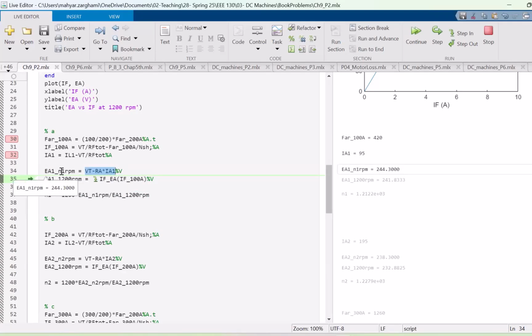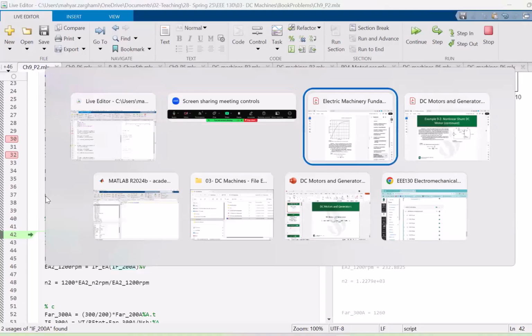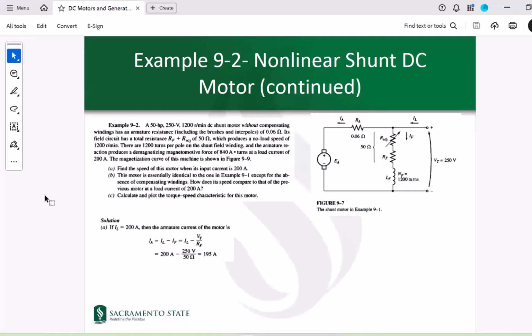Now, this EA1 is associated with N1 speed. But through this IF of 100 amps, which is the effective excitation current through the curve, we find the speed to be equal to how much? 241. This is coming from the curve. Now, we should use that proportion. With respect to the 1200 case, this would now be the N1. This is exactly the same process that we did here. So that's the same thing.